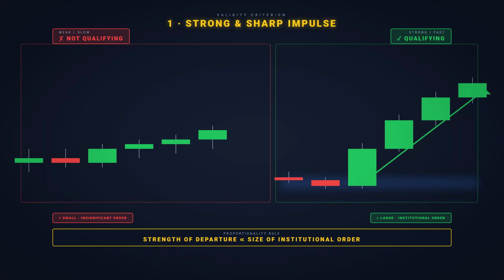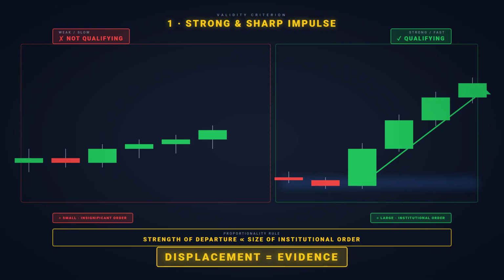Look at this impulse here. That is the qualifying move. Look at how fast price leaves the zone. Look at how many candles it covers in a short time. That displacement is the evidence that something large was placed in the candle before it.